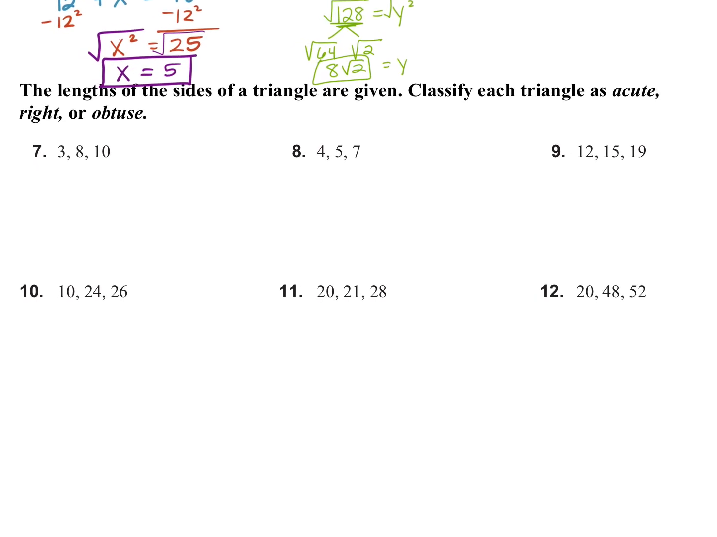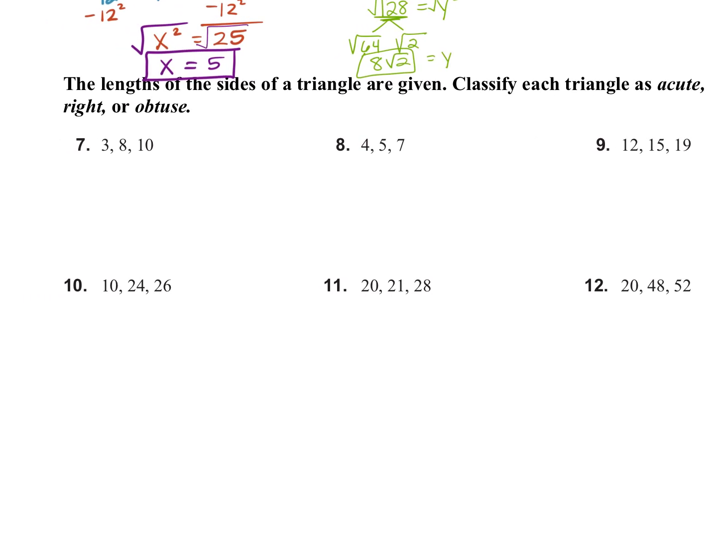Okay, these are the first 2 questions on your quiz. It says classify these as acute, obtuse, or right. How do you do that? It's the Pythagorean theorem. Guys, listen to me. The entire first page of your quiz is a squared plus b squared equals c squared. You're just doing the Pythagorean theorem.